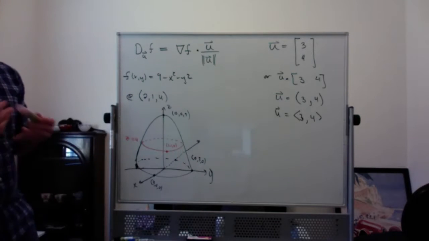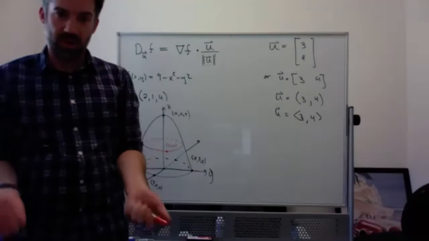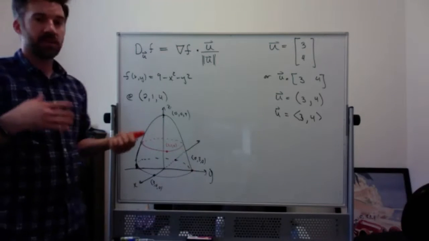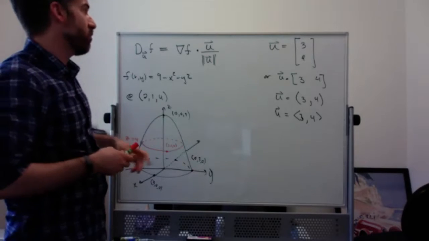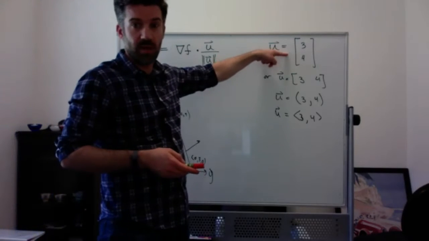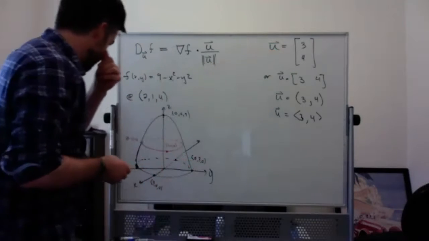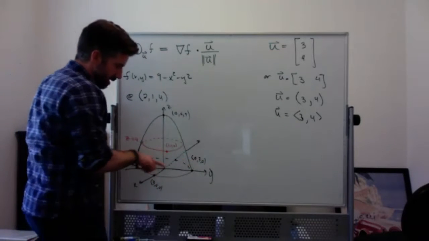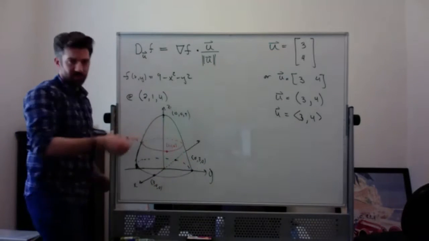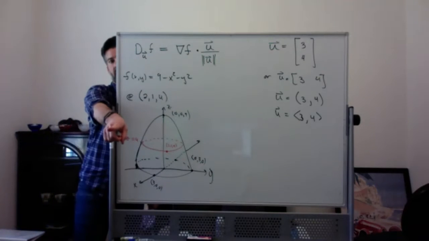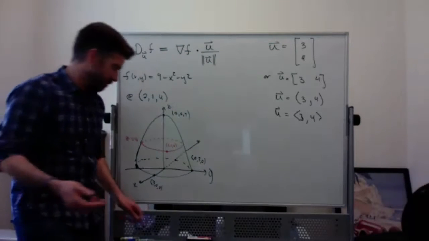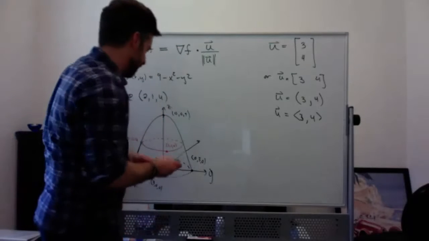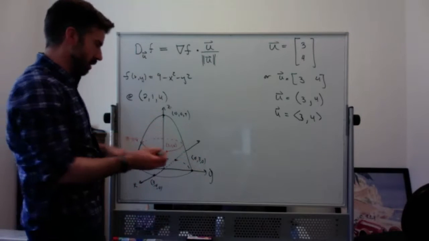The question I'm trying to ask and then answer is, what's my slope of either ascent or descent if I travel in the direction 3, 4? Meaning, from this point, I'm traveling 3 in the x direction and 4 in the y direction. This is hard to do here, so it's easier if I just draw it in the plane. So I'm going to take this red circle here.